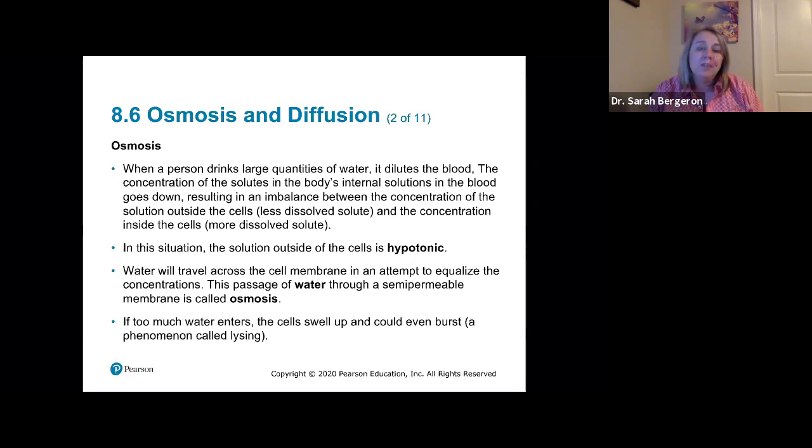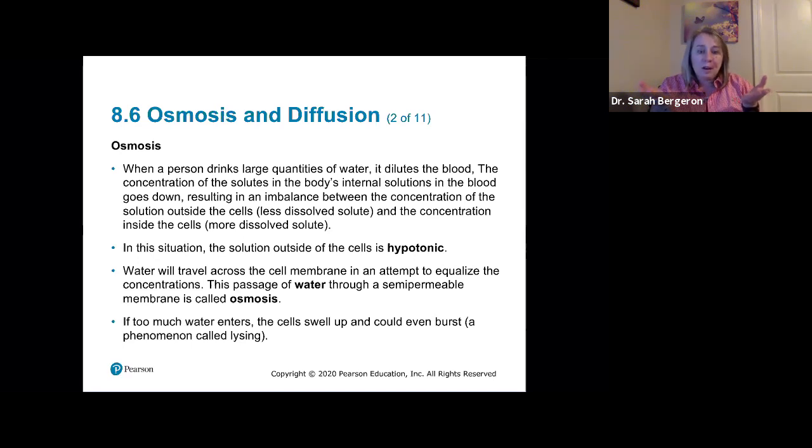So that means that the concentration of solutes in my body is going to go down. So then there's going to be an imbalance in the concentration of solutes that are outside the cell versus the concentration of the solutes inside the cell, right? So you're going to have less outside and more inside. And so in this case, we call the solution outside the cell hypotonic. And so what's going to happen if you have a hypotonic solution is that water is going to actually move across the membrane to equalize concentration.